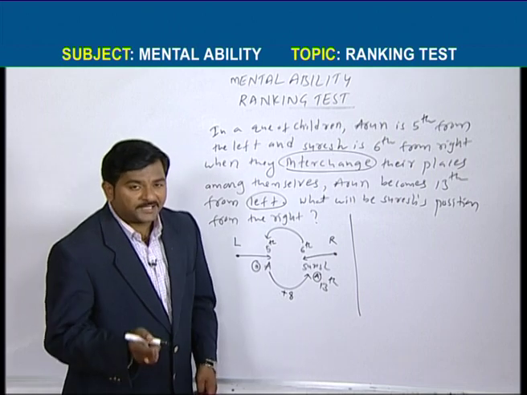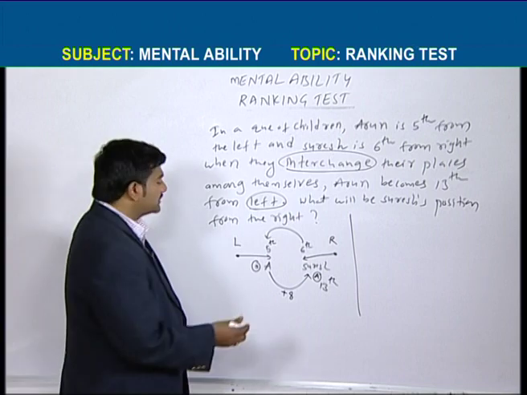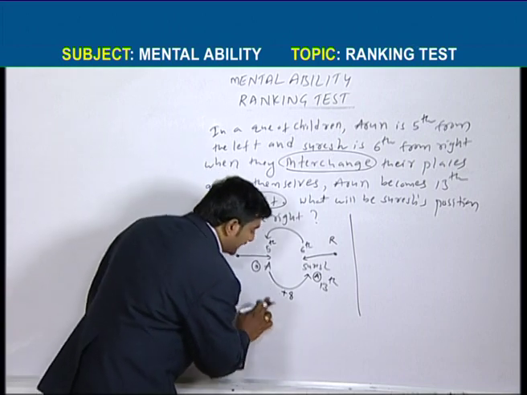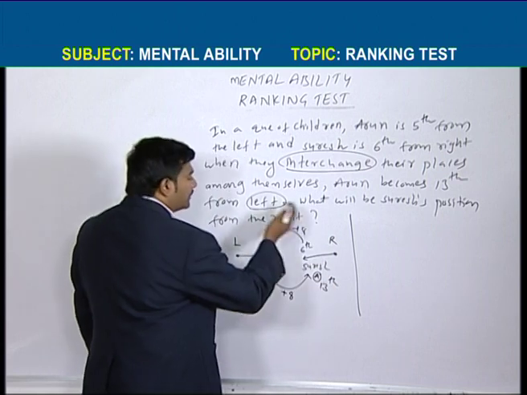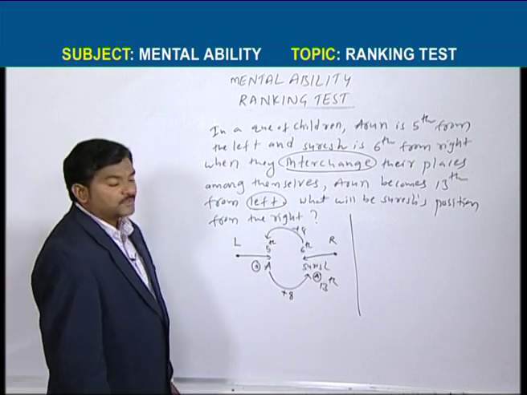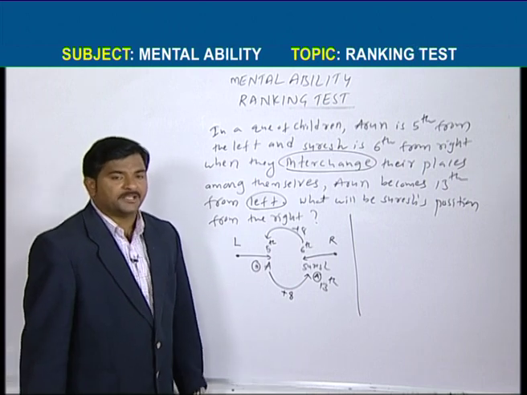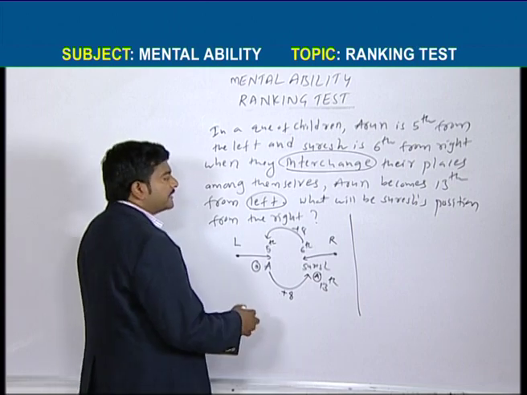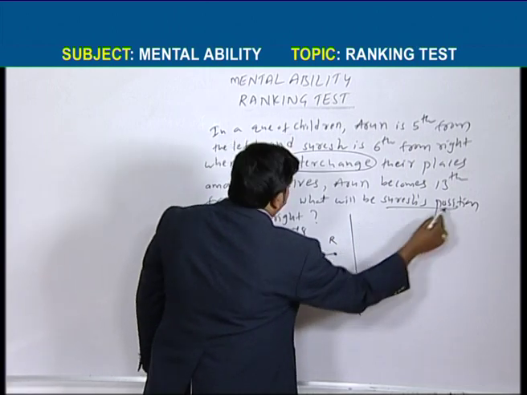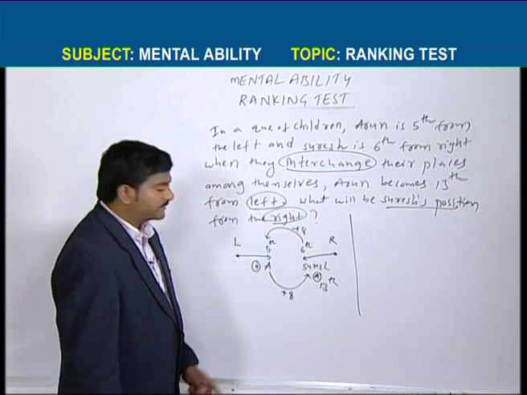See, since they interchange among themselves, this person moves 8 places towards right, which means similarly Suresh also moves 8 places towards left, because they interchange among themselves. So now what does it mean? What did he ask to find? What will be Suresh's position from the right? We have to find out Suresh's position from right.